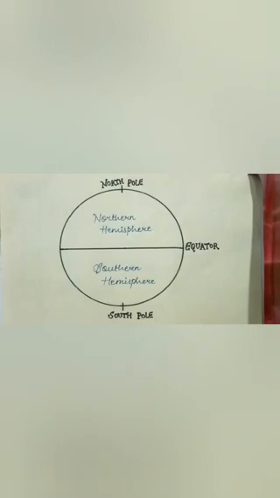Now, what is the special thing about the equator? The equator divides the earth into two equal halves, and these two equal halves are known as hemispheres. The part which is above the equator is called the northern hemisphere. Similarly, the part which is below the equator is known as the southern hemisphere.